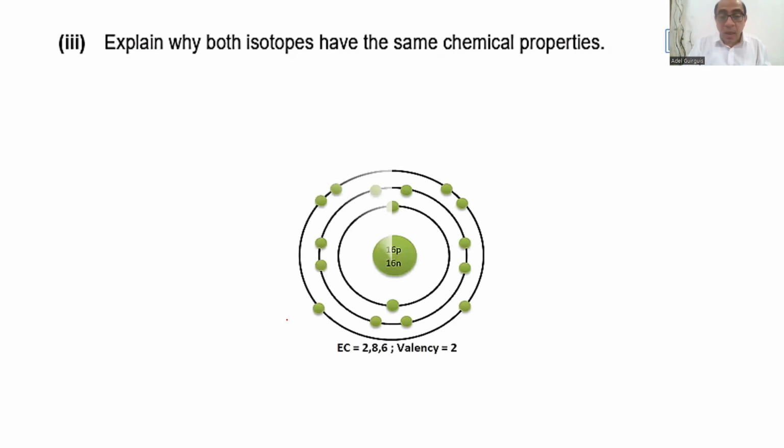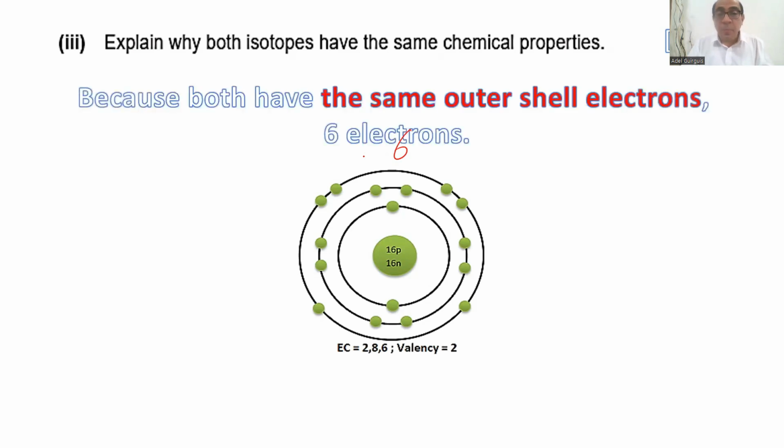Look here, the outermost shell contains 6 electrons in both isotopes, with no differences in the number of electrons or the electron configuration in both atoms of the different isotopes. So they have the same chemical properties because they have the same outer shell electrons, I mean 6 electrons in both.